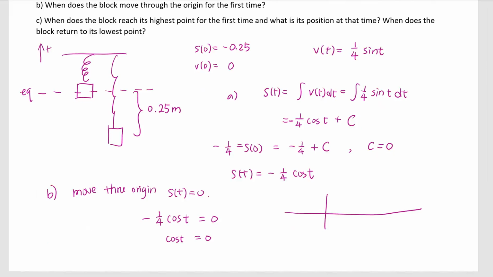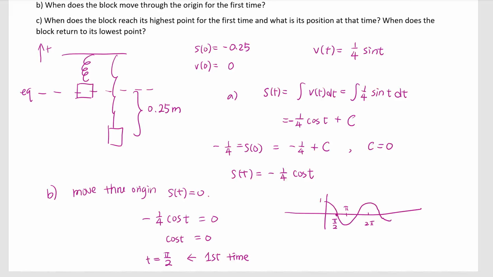So, I asked you to be familiar with the common graphs. What's the graph of cosine? It's oscillating and it starts from 1. So this is 2 pi, and this is pi over 2. When is the first time it passes through the origin? At pi over 2. This is the first time it passes through the origin. So far, so good. Okay, next.